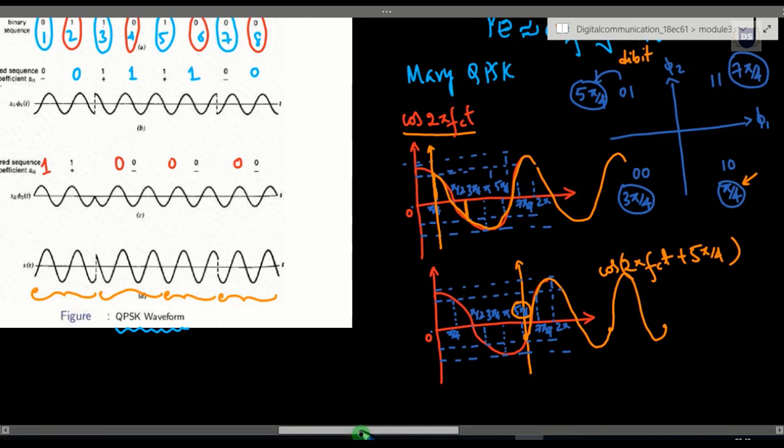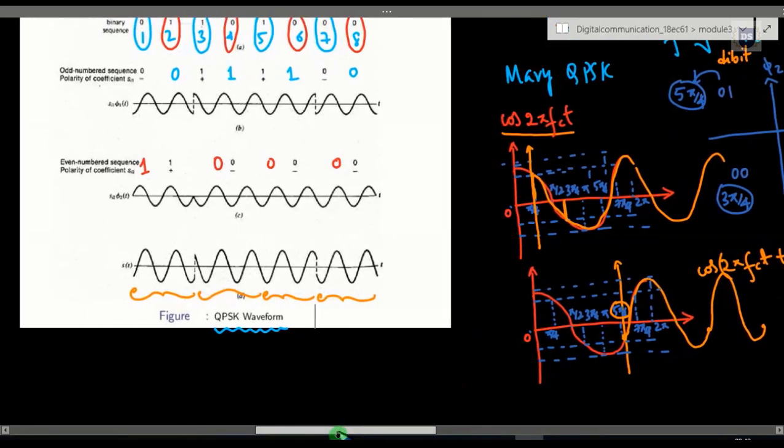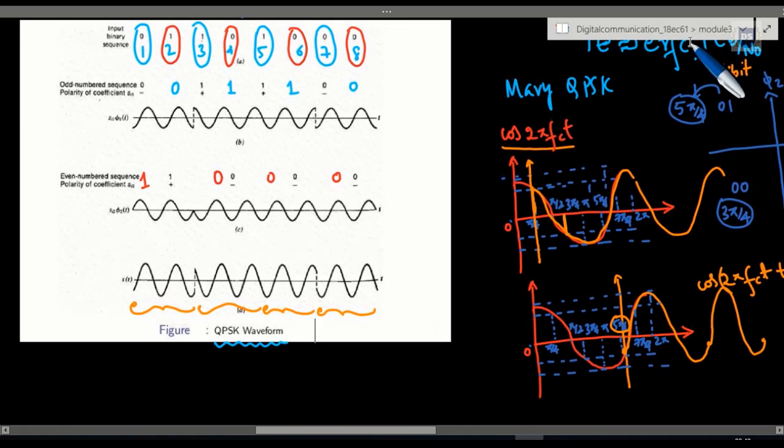So in this session we derived an expression for probability of error for QPSK scheme, and we went through a transmitter and receiver block diagram of QPSK scheme, and finally we went through how exactly to draw waveforms for QPSK scheme. So in our next class we'll discuss about M-ary PSK scheme.